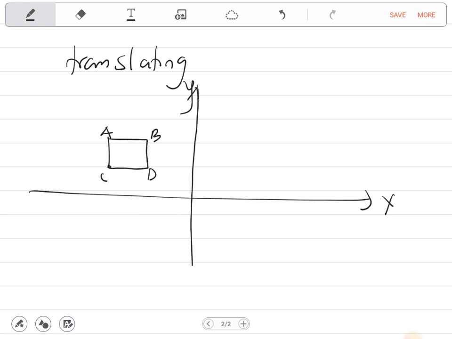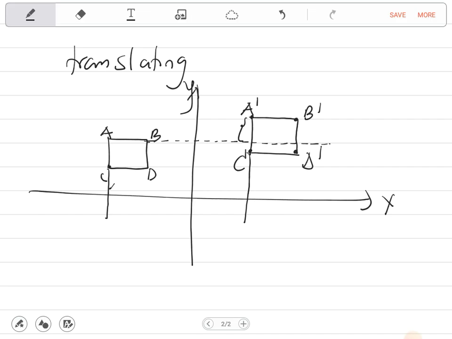When you translate something, you are not rotating it. You are just moving it either horizontally or vertically, or you can even move it in both directions, up and down. For example, I want A to come here and B to come there, then C to come here and D to come there. Then I'll connect them together. So these become my A prime, B prime, C prime, and D prime. You discover that each point has moved a certain distance. A and B have moved this distance. Same thing applies to C: C has moved from there to there. This is the distance C has moved.